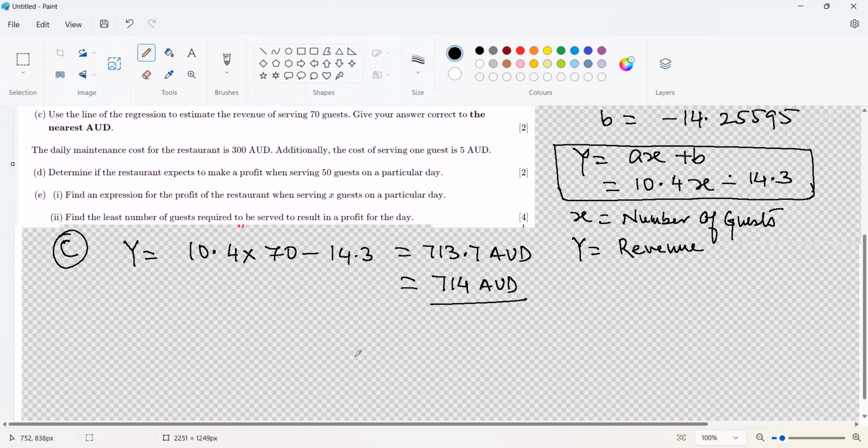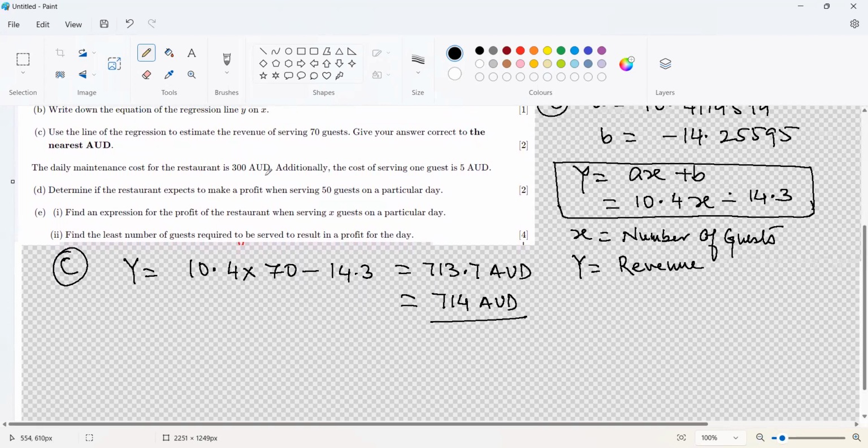The daily maintenance cost for the restaurant is 300 AUD. Additionally, the cost of serving one guest is 5 AUD. Determine if the restaurant expects to make a profit when serving 50 guests on a particular day. We need to check whether the restaurant is registering profit when serving 50 guests, because there is a maintenance charge, and there is a charge for serving a single guest, that is 5 AUD.